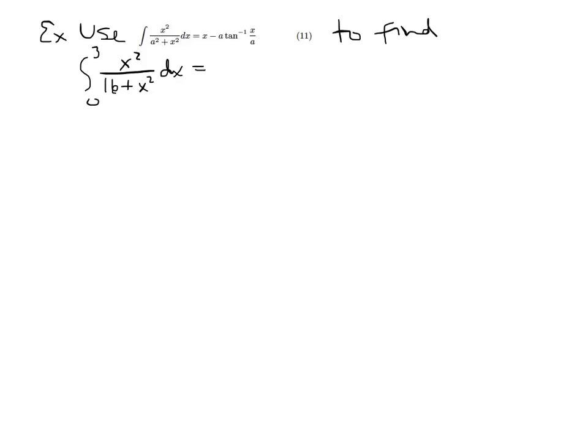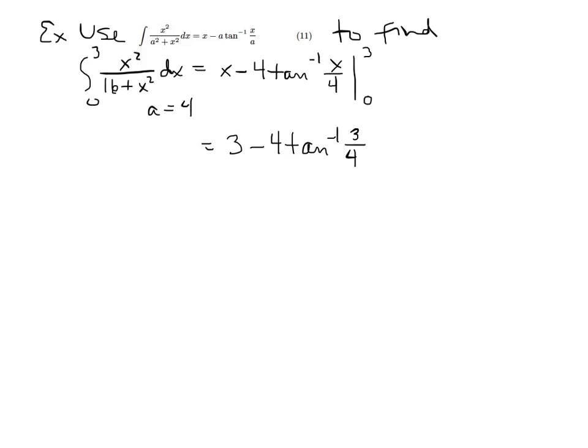We just have to figure out what a is. On that left-hand side here, a squared is 16, so a is going to be 4. Plug it into the formula. x minus a, which is 4, times the inverse tangent of x over a, which is 4, and we're going to evaluate this from 0 to 3. So plug in 3. So 3 minus 4 times the inverse tangent of 3/4.